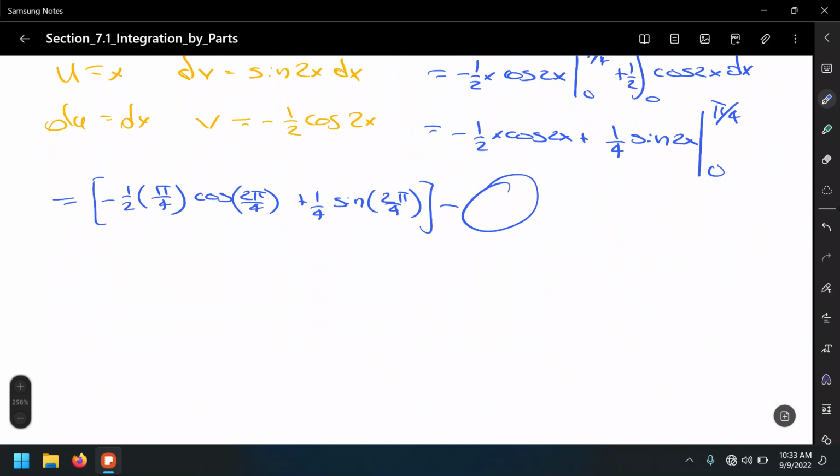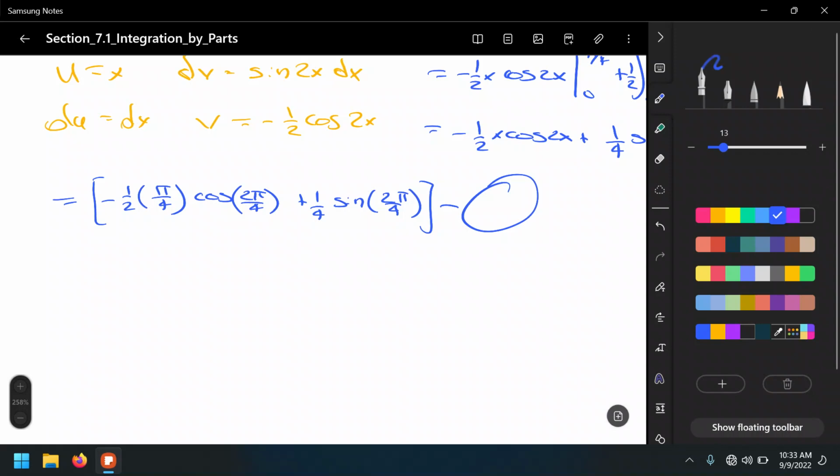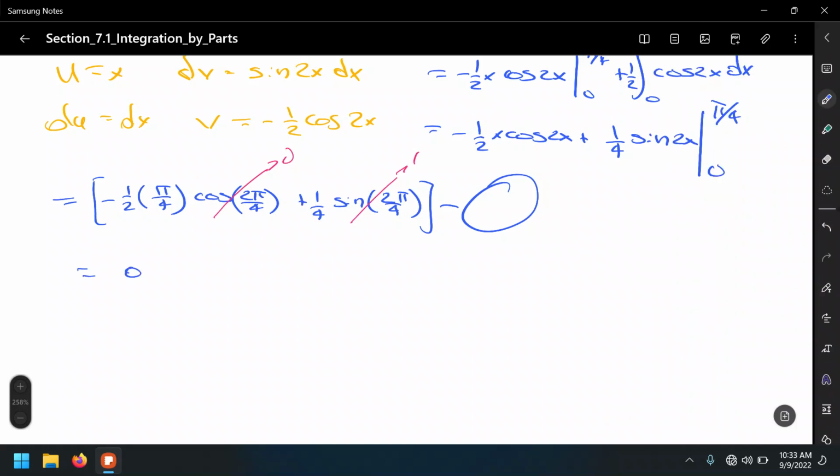Okay? So what do we have? Cosine of 2 pi over 4, which is the same as cosine of pi over 2. But what's cosine of pi over 2? That's going to be 0, right? So this term is going to go to 0. And sine of 2 pi over 4, which is the sine of pi over 2. What's sine of pi over 2? 1. Alright, so that's 1. Well, so 0 plus 1 times 1/4. So 0 plus 1/4 times 1, that's simply 1/4. Alright?